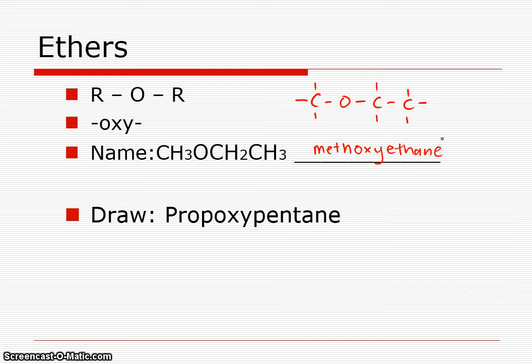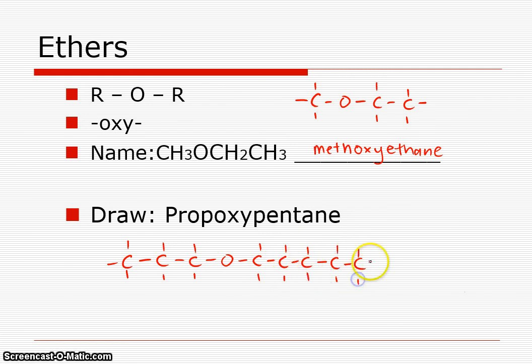Now, if we need to draw one, propoxypentane. Prop means 3 carbons, so 1, 2, 3. Oxy refers to my O, and then pentane is 5. 1, 2, 3, 4, 5. And now I'm going to go ahead and just fill in my hydrogens. Remember, I don't need to add any hydrogens to oxygen because it has those lone pairs of electrons that are there. And so I have propoxypentane.